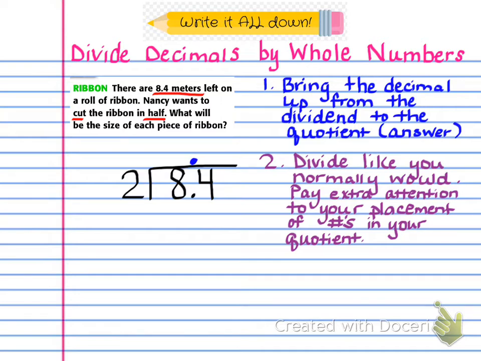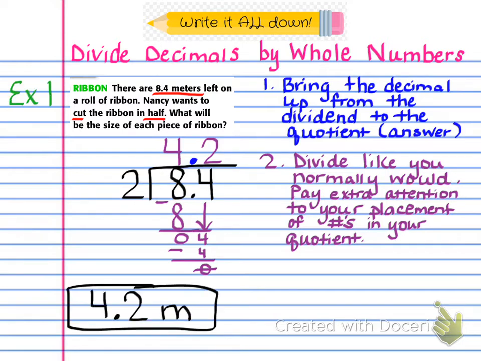The first thing we ask ourselves is how many times does 2 go into 8? Well, 2 goes into 8 4 times. 4 times 2 is 8. 8 minus 8 is 0. And then we bring down the 4. Now we see how many times does 2 go into 4? 2 times 2 is 4, 4 minus 4 is 0, and then we have our answer of 4.2 meters.